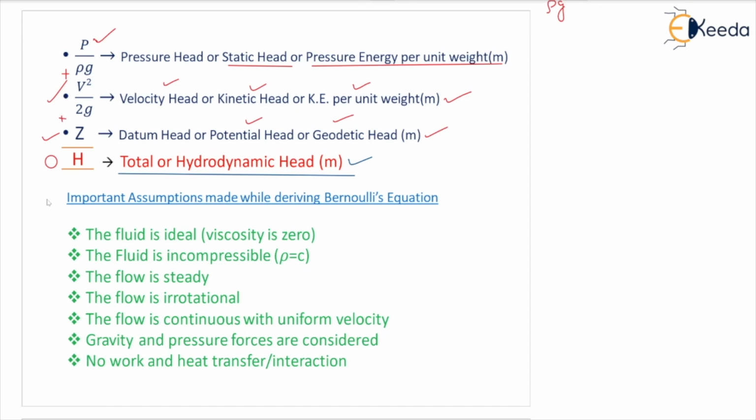So what are the assumptions taken by Bernoulli? Important assumptions made while deriving Bernoulli's equation. Very important.